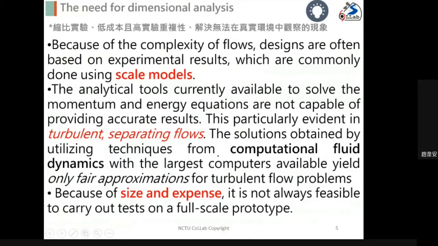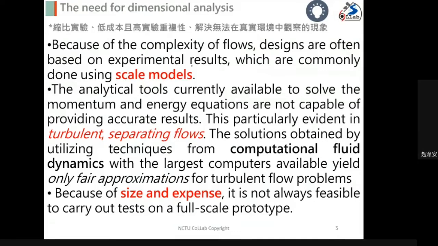So why is there a need for model testing? As we know, some physical phenomena are very difficult to observe in a real case. For example, turbulence and separating flows are very difficult to capture in a real case. So we need to conduct model testing to predict the true phenomena and true behaviors in the real case.